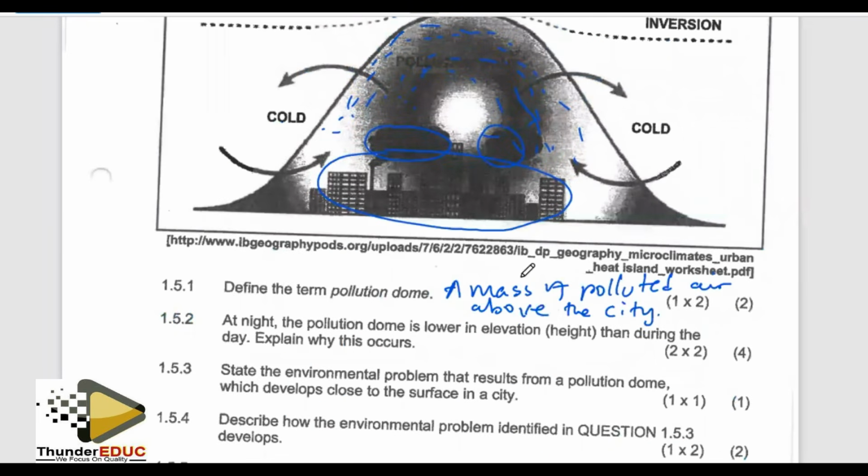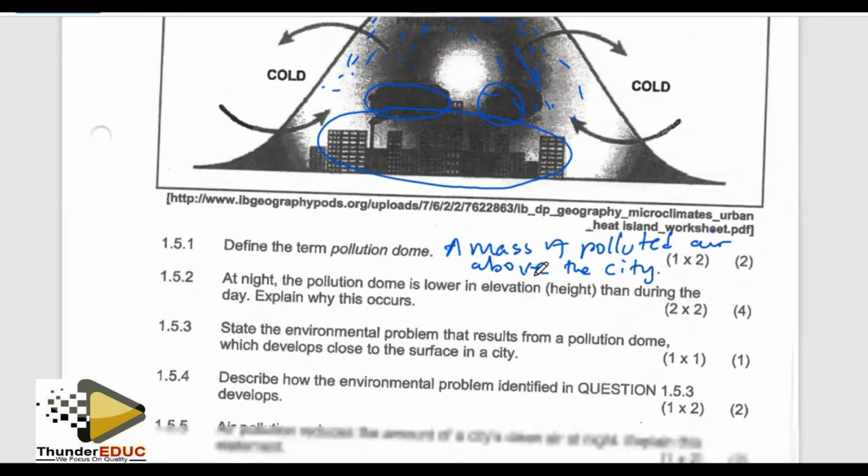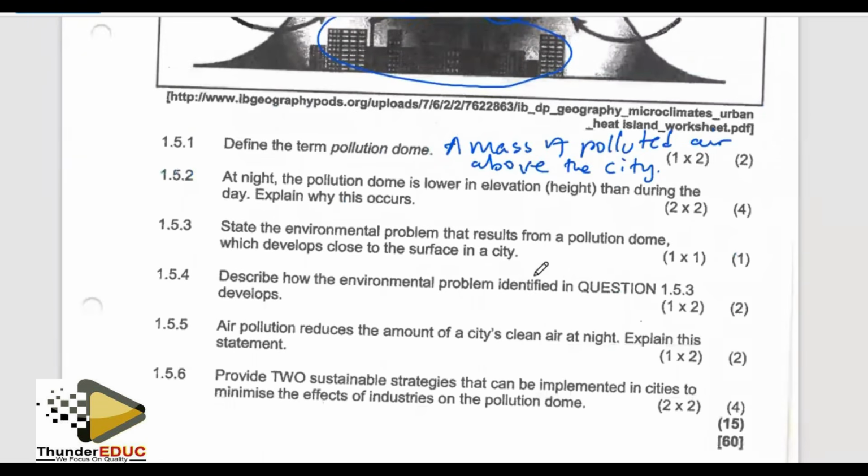Let's go to question 1.5.3. They say, state the environmental problem that results from a pollution dome which develops close to the surface in a city. Environmental problem. As we know, there might be acid rain, as the rain would form.